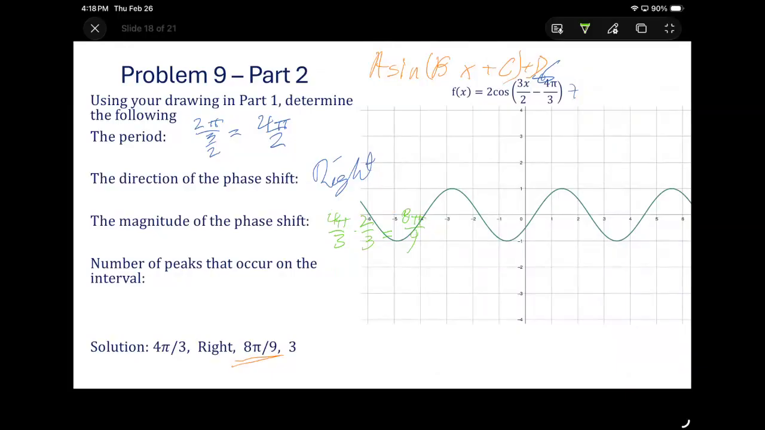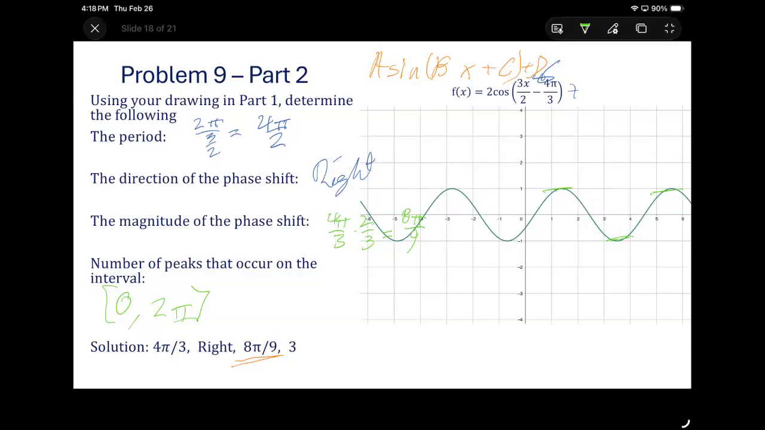There we go. After graphing it, now counting the number of peaks on the interval, I'm going to assume they mean 0 to 2 pi. They don't say so, but that's typically what the question asks. We find 1, 2, and 3 over that interval.